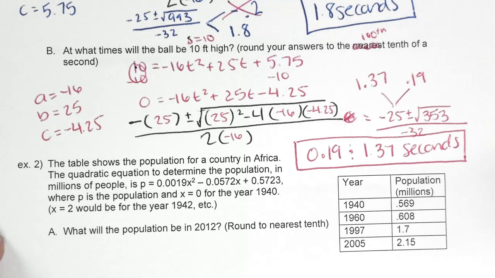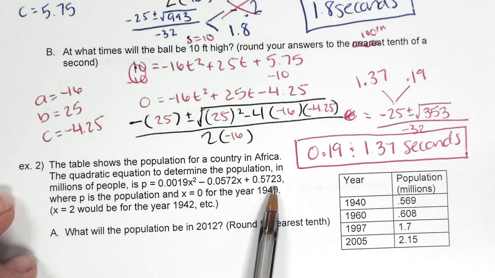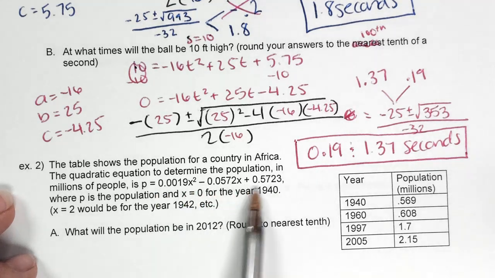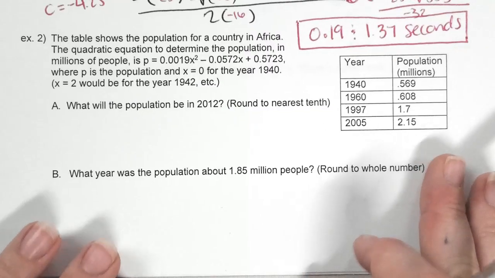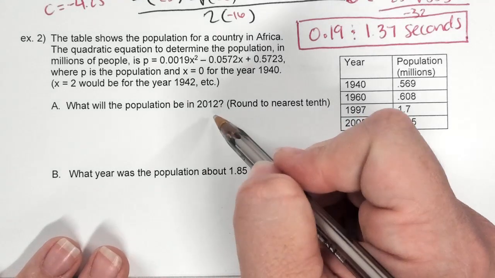Okay, this next problem is super gross, so we're not going to go all the way through it because it's the same stuff, but I'm going to hit the key things that you need to know. The reason it's super gross is because look at the equation. It has a billion decimals, right? We could get rid of the decimals like we did before when you multiply, but it's still big numbers. Technically, when you're using the quadratic formula, you don't have to get rid of them. So it says, what will the population be in 2012?